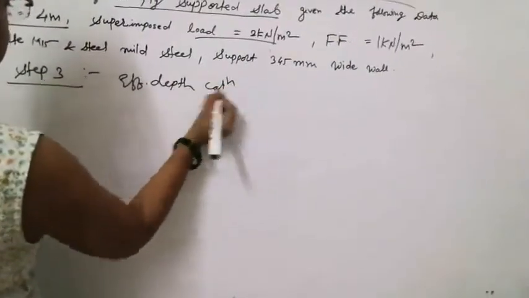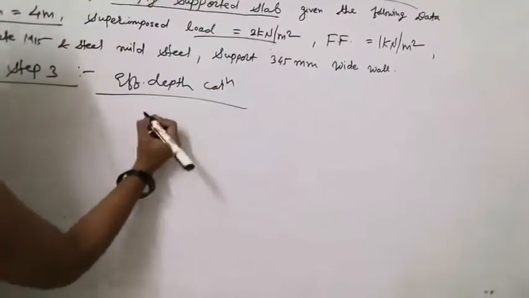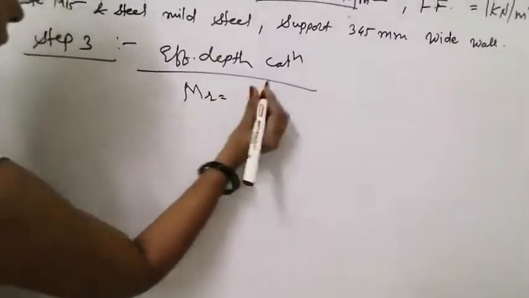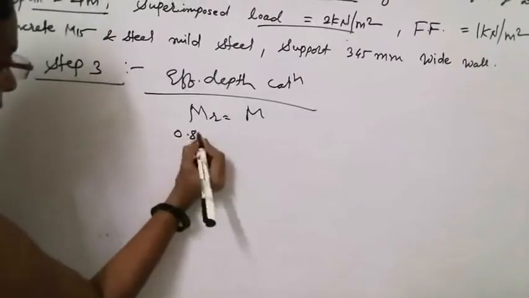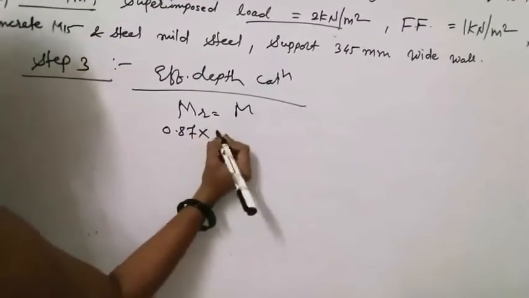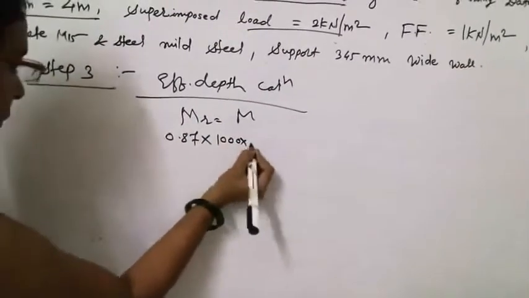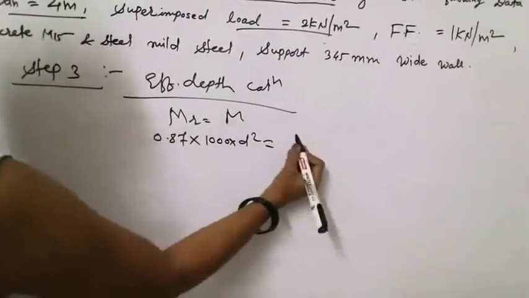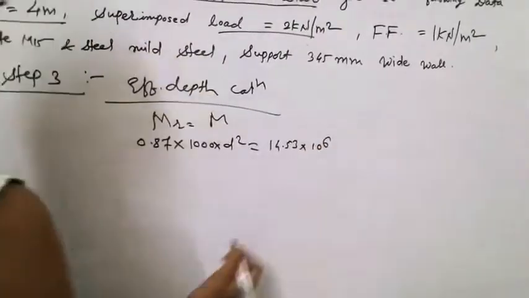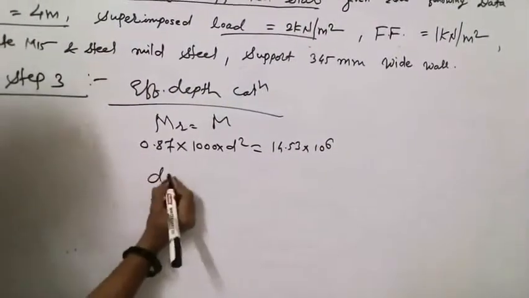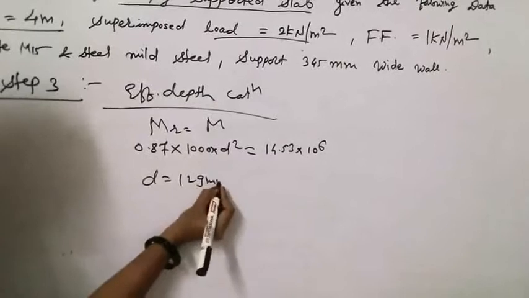Calculation. Resisting moment is equal to bending moment. Our resisting moment is 0.87 into 1000 into d square is equal to 14.53 into 10 raised to power 6. D is equal to 129 mm.